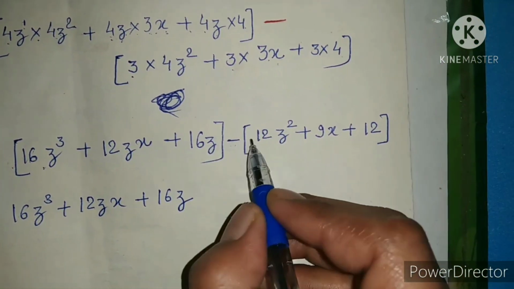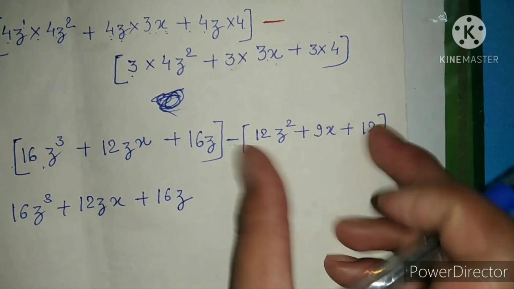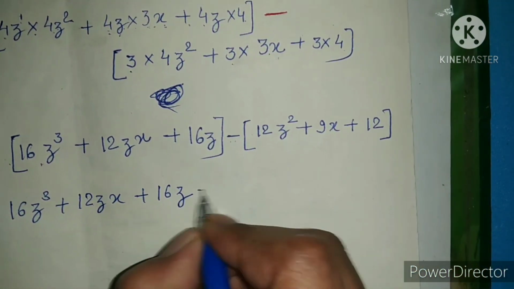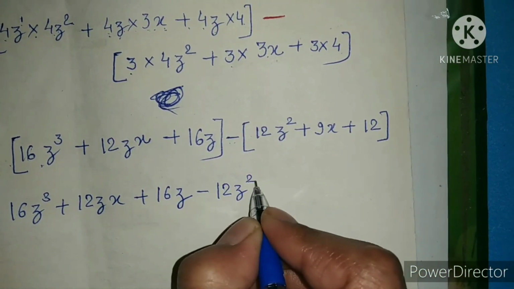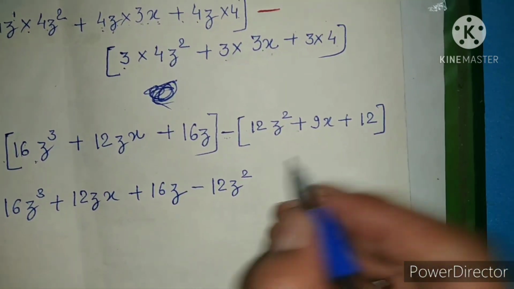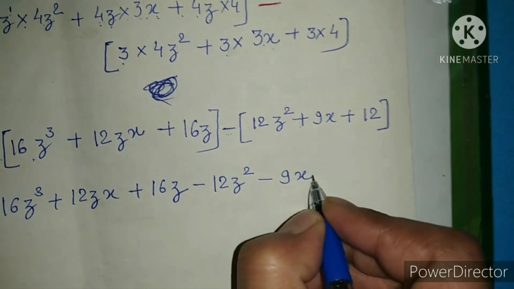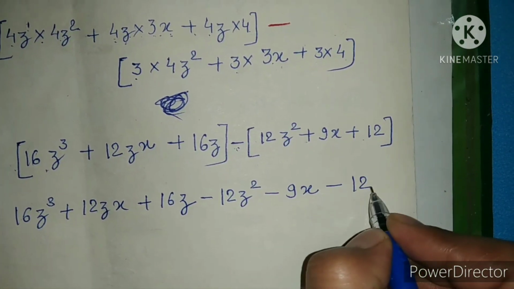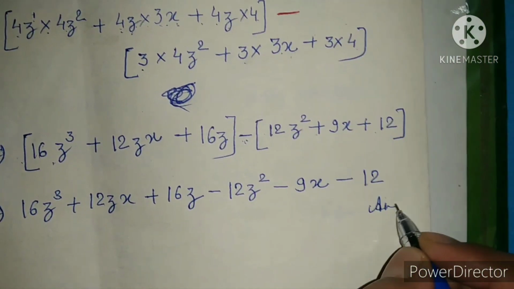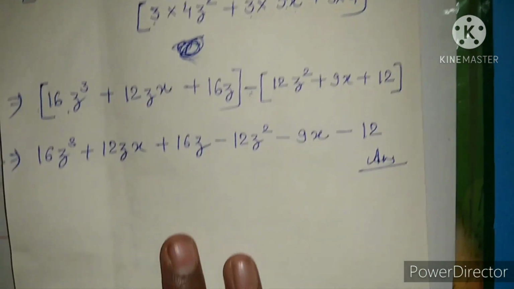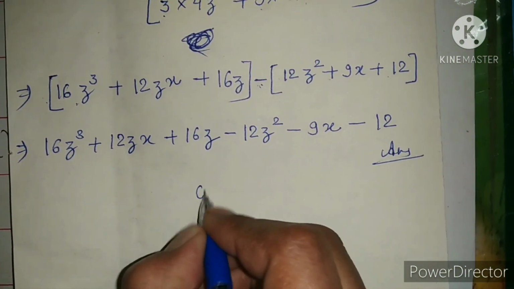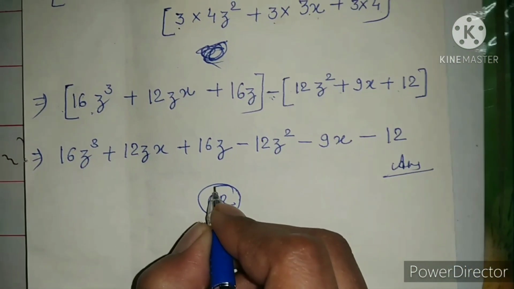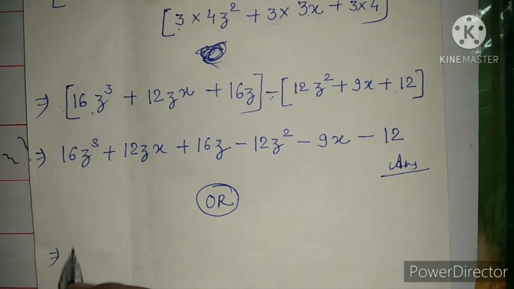Minus will multiply inside the second bracket. Minus plus is minus, so 12z square. Minus plus is minus 9x. Minus plus is minus 12. So this is our answer. Or we can also write it in another form. How can we write?